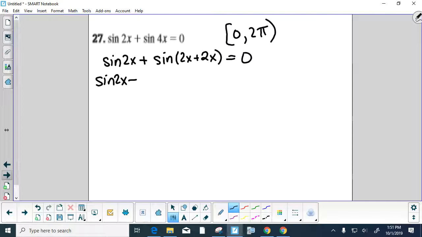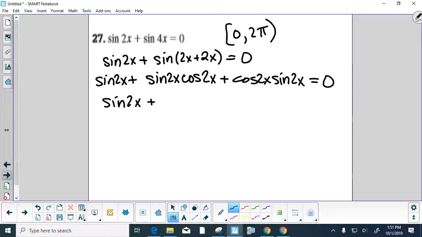Sine 2x plus, now this is going to be the cosine sandwich, right? Sine, cosine, cosine, sine. So it's going to be sine of 2x cosine of x, the sine stayed the same, plus cosine 2x sine of x equals 0. So we have sine of 2x plus, well, how many of these do we have? 2, so this is 2 sine 2x cosine x, cosine 2x equals 0.